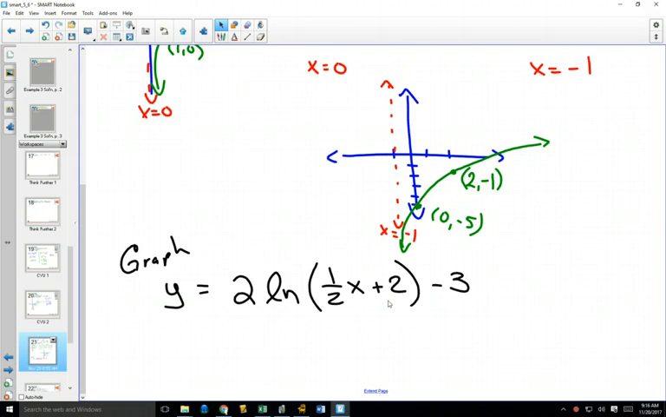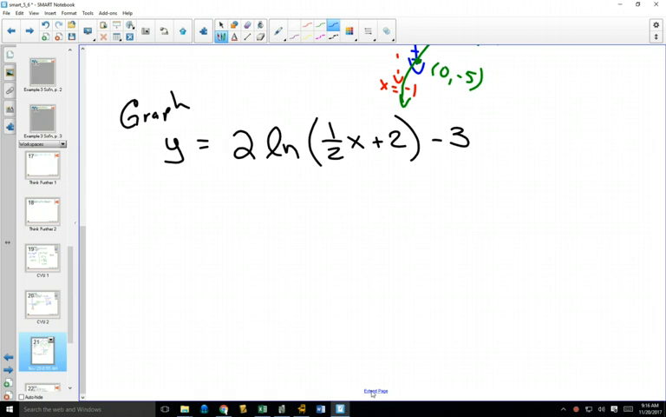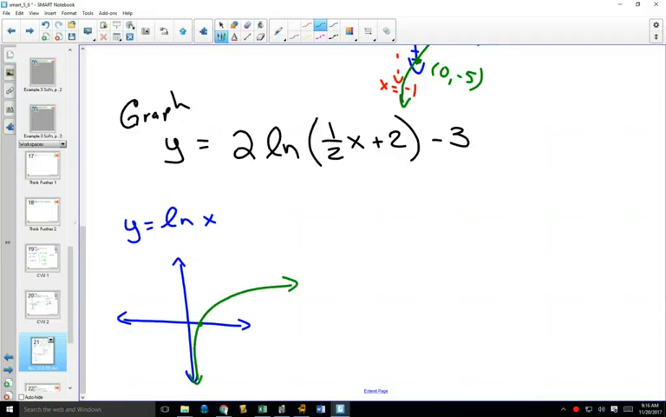So this one is a little bit more difficult because you're dealing with the natural log. But when you think about the natural log, it's really the same thing as every other log. It has the same shape. It goes through 1, 0, just like every other log. And what's the base of the natural log? The base is e, so it goes through e, 1. It also has the asymptote at x equals 0. So that part's the same as all the other ones.